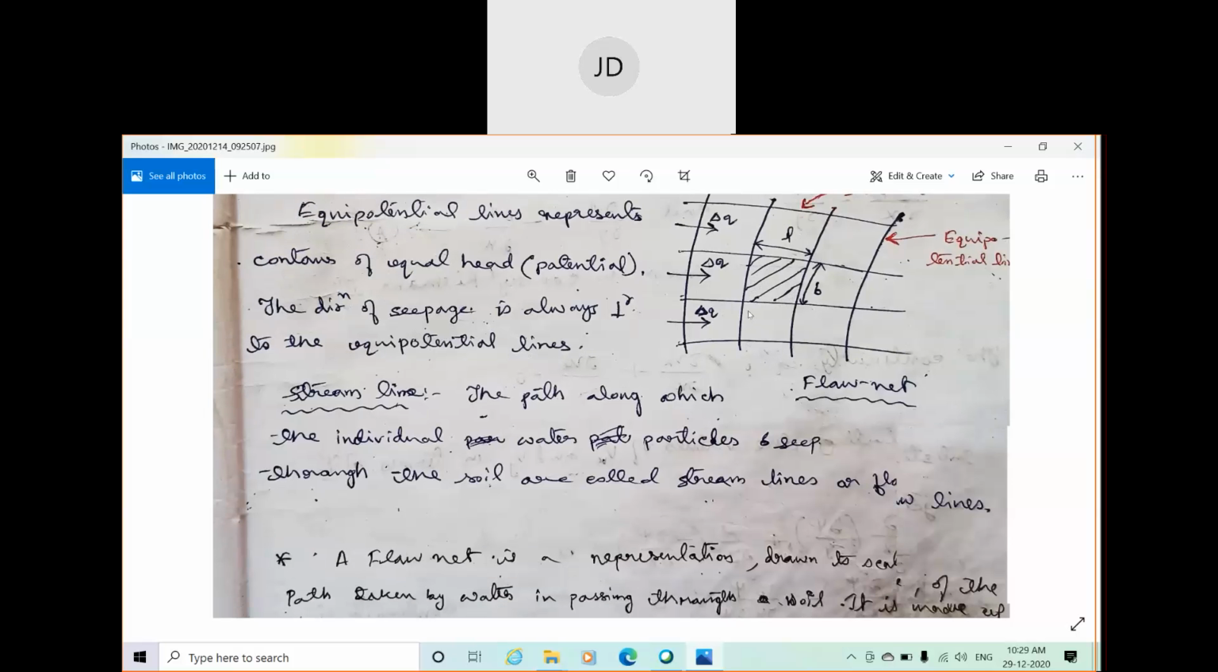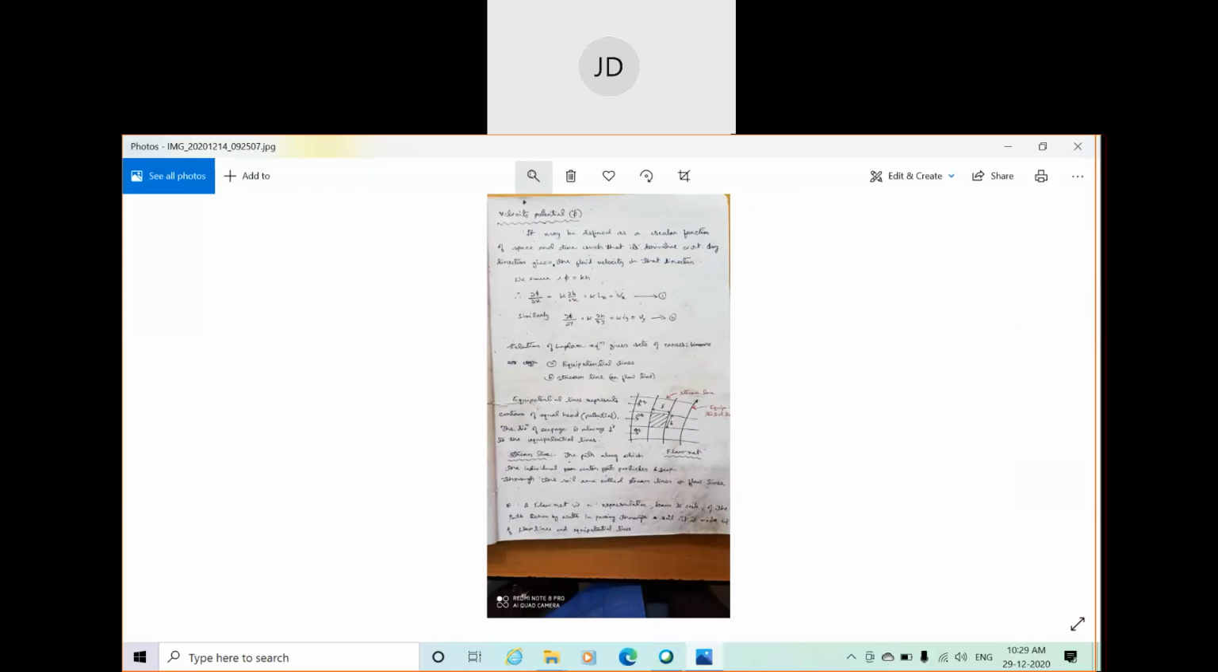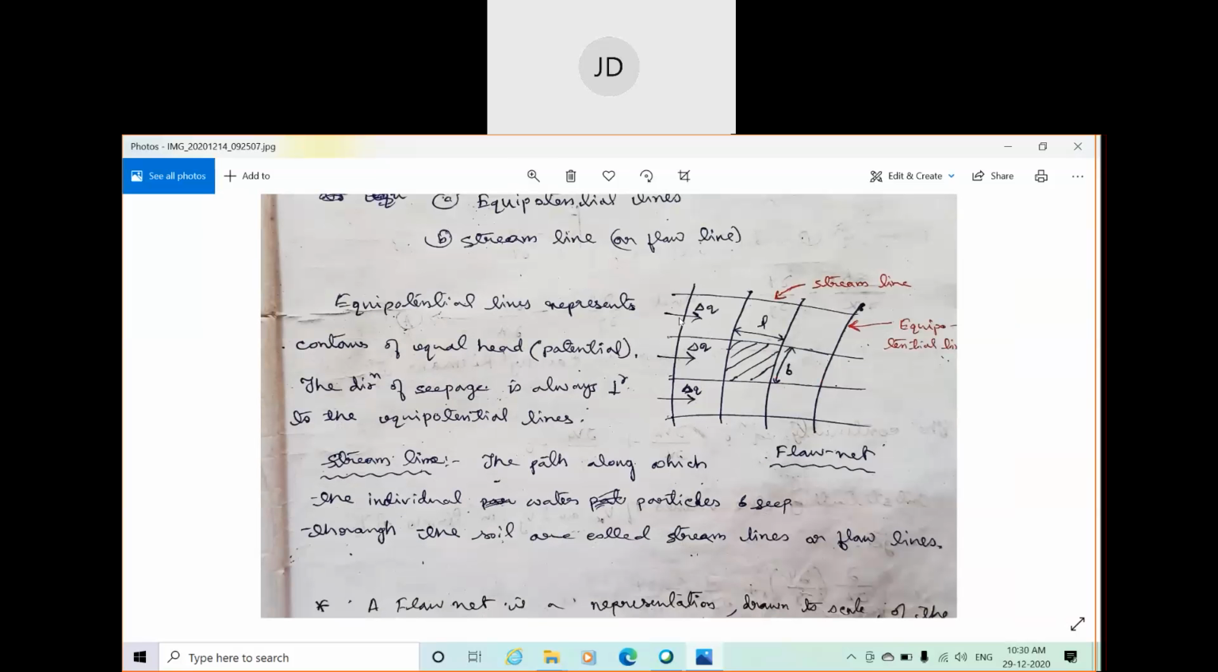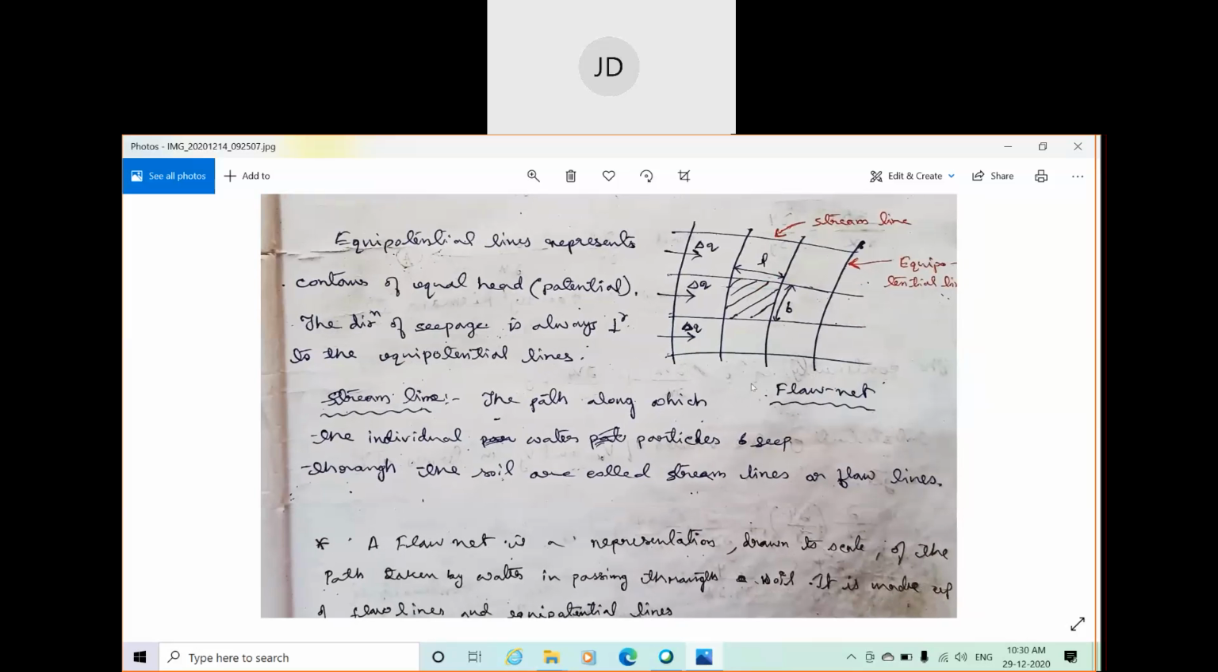And what is the significance of the flow channel? That means the discharge through each flow channel is equal. That's why they are denoted by the same symbol, delta q. Here also delta q, here also delta q. That means the same amount of water is flowing through each channel. It is assumed like this for the study of seepage.